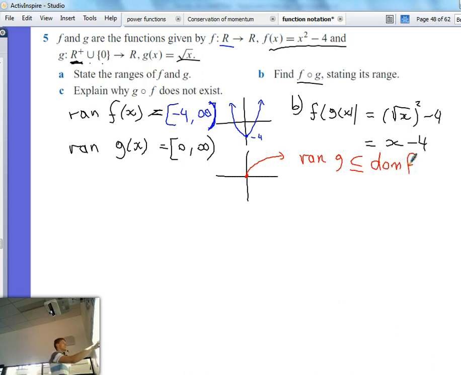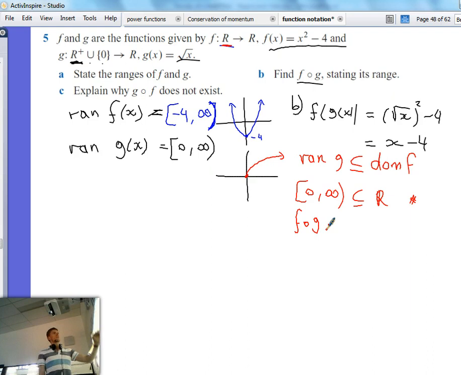So let's check. The range of g of x is this one. Now, is that a subset of the domain of f? The domain of f up here is all real numbers. Real numbers is a pretty big set, and 0 to infinity does fit inside. Correct. So it does exist. Finally, we can define it fully, f of g, as a function.